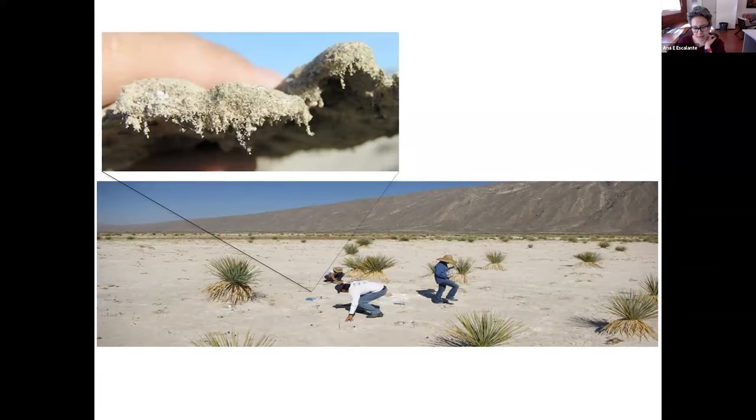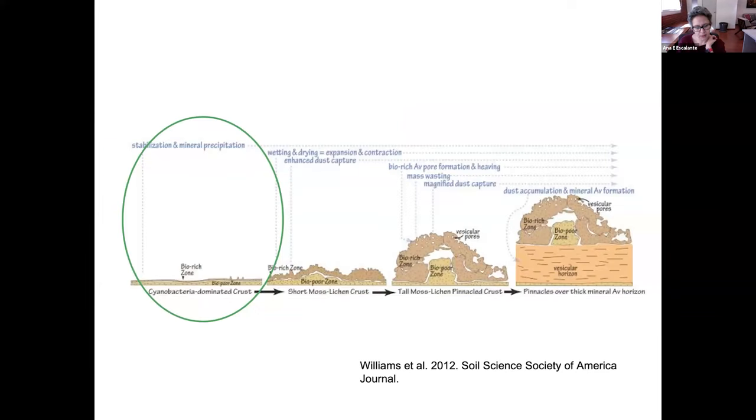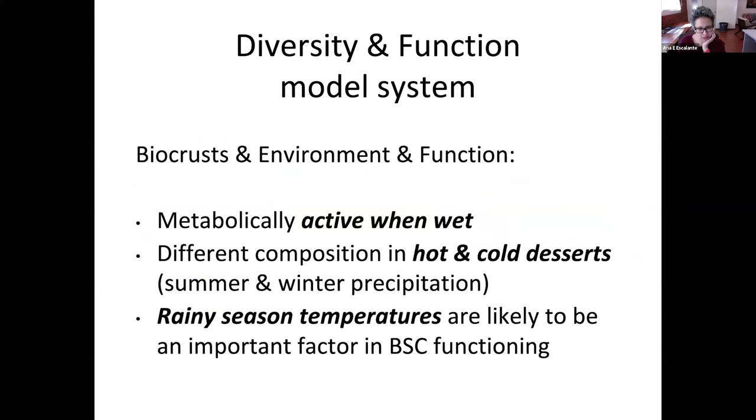So this is one of the sites that we sampled, and I am putting this picture on just to show you how thin these crusts are, and also to show you these tiny filaments of cyanobacteria to which soil particles are attached because of the polymers that cyanobacteria secrete. So these are our biocrusts, the cyanobacteria-dominated ones.